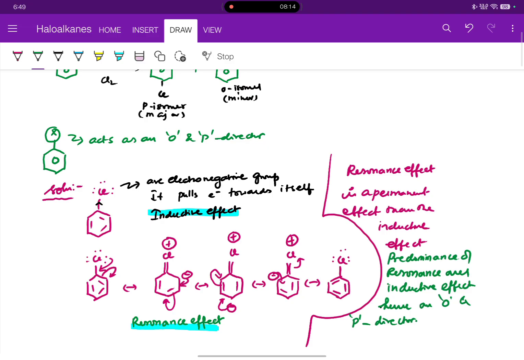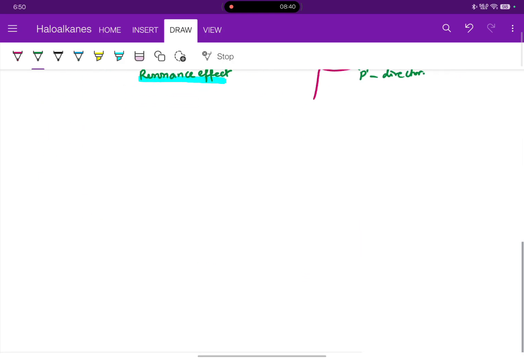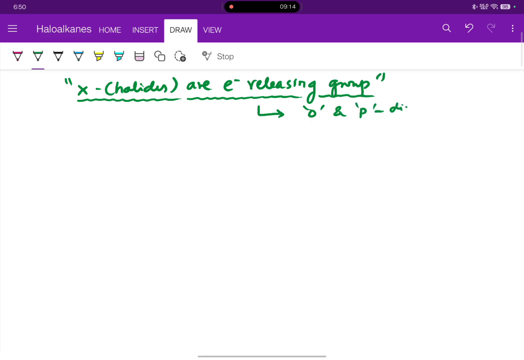So now you are clear that halogens are electron releasing groups, though they are also electron withdrawing groups. And they are electron releasing groups because of what reason? Predominance of resonance effect over inductive effect. So very clearly you can say that halogens or halides are electron releasing groups. Why are they acting as electron releasing groups? I think I've already explained: predominance of resonance over inductive effect. So it is a perfect ortho and para director.